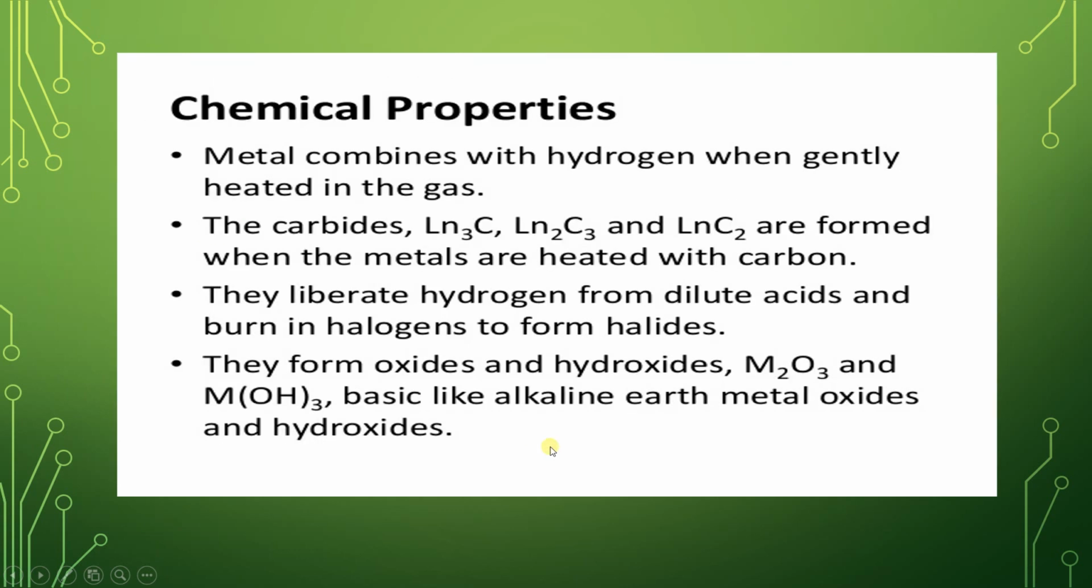So next, chemical properties of lanthanides. The metal combines with hydrogen when gently heated in the gas. The carbides are formed when the metals are heated with carbon. They liberate hydrogen from dilute acids and burn in halogens to form halides. They form oxides and hydroxides that are basic, like alkaline earth metal oxides and hydroxides. So this is about lanthanides.